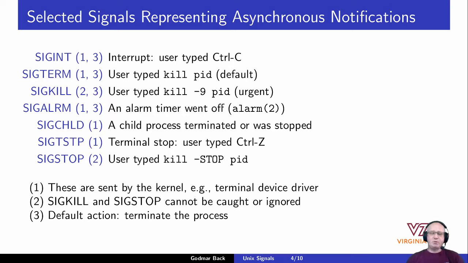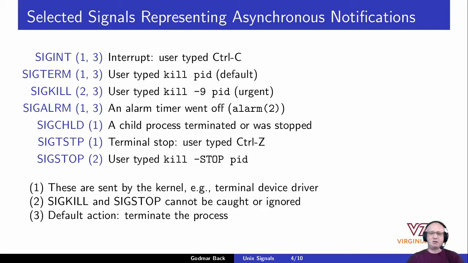If you use the kill command on the command line and give the PID, the process ID of a process, then a signal called SIGTERM is sent. SIGTERM is the default signal that's being sent. I will note this is not equal to SIGKILL. SIGKILL is sent when you specify kill -9 and then the PID. The difference between the two is that SIGKILL can actually not be ignored by the process. It will always lead to termination.